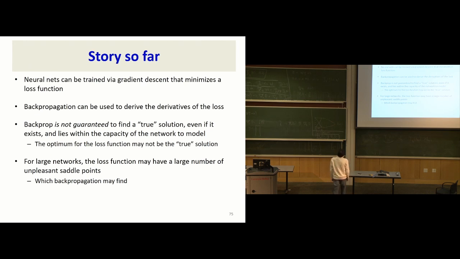So here's the story so far. Neural networks can be trained via gradient descent that minimizes a loss function.